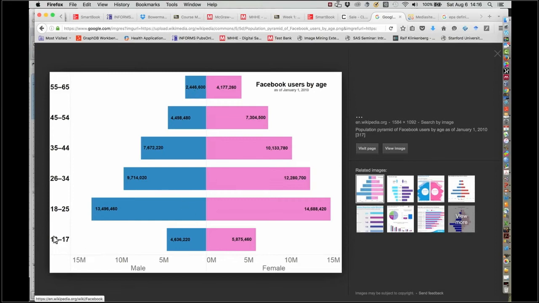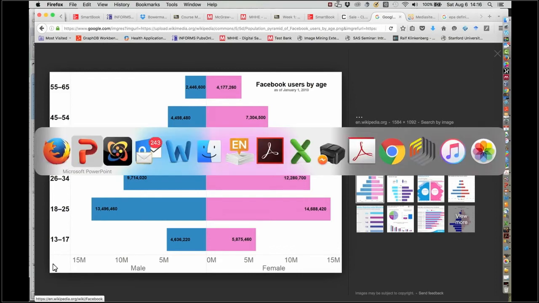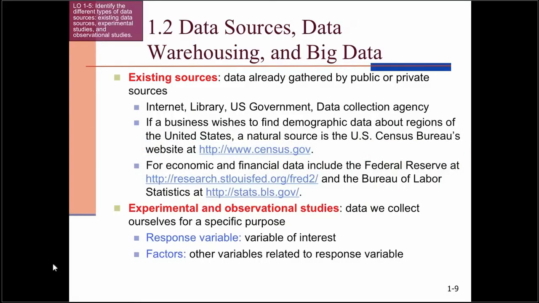However, the gender and the age range, those were independent variables. They are the ones going to help you to identify your response variable. So the factors, those could be anything related to those variables. In our case, it was gender and age range.